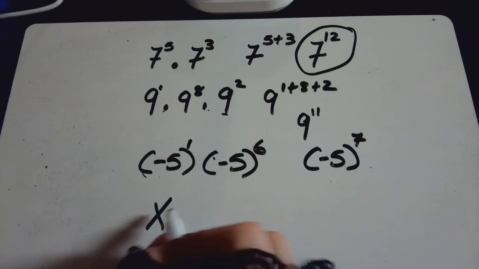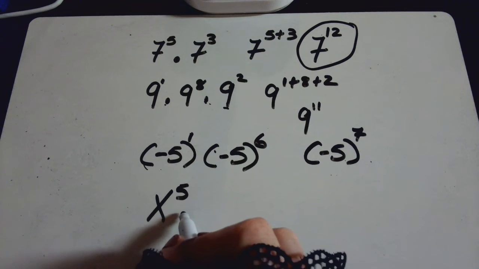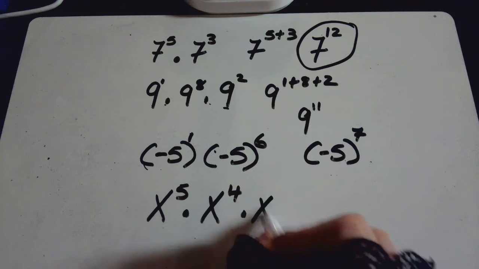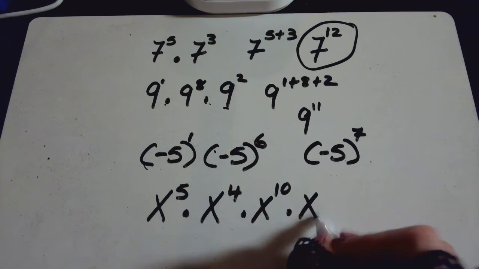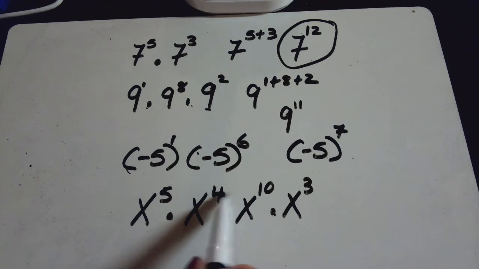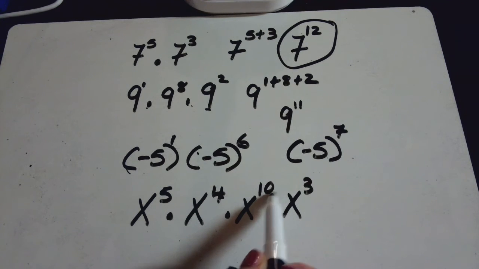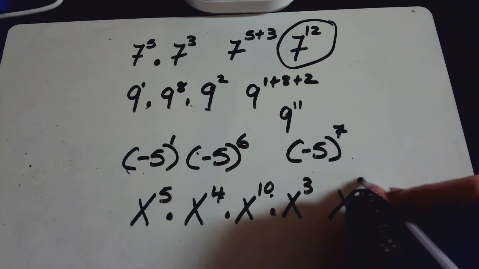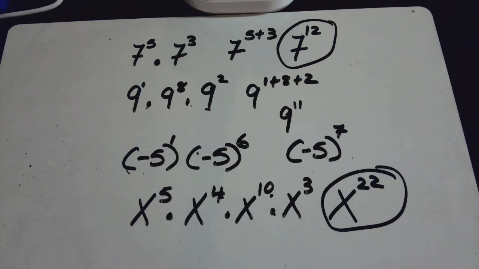Again here, if I had x to the 5th times x to the 4th times x to the 10th times x, I'm just making it up as I go. These all have the same base of x. So that means this is the multiplication. That's why you don't have parentheses around it. You just add 5 plus 4 is 9, plus 10 is 19, plus 1 is 20. Actually, x to the what? 22nd power. So that's how we do it. They can be as big or as small as you want.